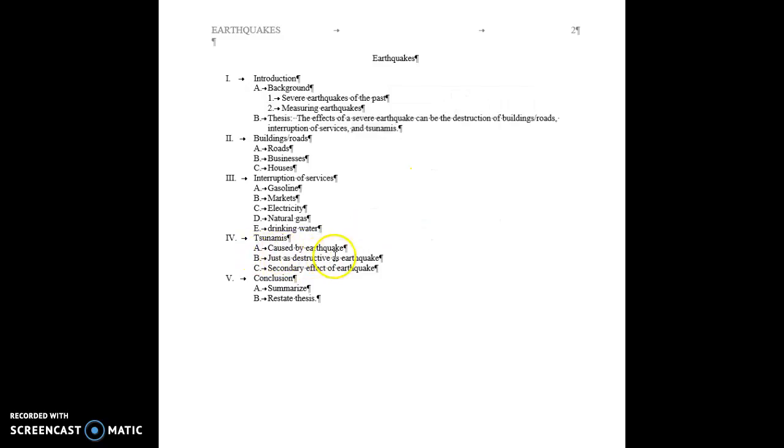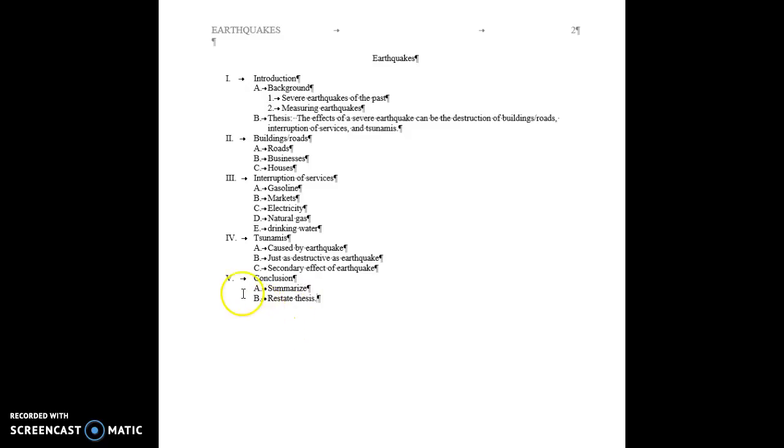Now, A, I have caused by earthquake, B, just as destructive as an earthquake, and C, secondary effect of an earthquake. Now, remember in your reading, you learned about causes that become effects. And that's what we have here. And that is also your last point of discussion. Finally, you have Roman numeral 5, right? And that just has to be conclusion. You're going to summarize what you've said and restate your thesis. In the summary, you can always make points underneath that so you remember what you're going to talk about.